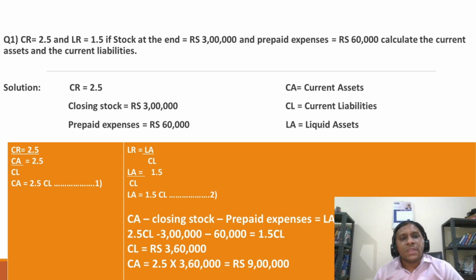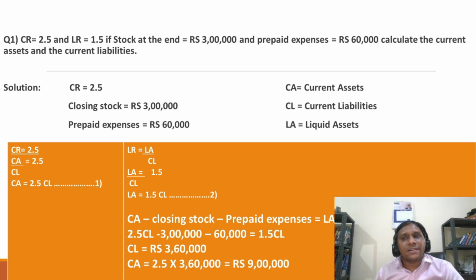So dear children, if this question is a 3 marker or 4 marker in the exam, how will you compute? Firstly, write all the information which is provided to you, and then put a question mark for what you need to calculate. See, current ratio is 2.5, closing stock is rupees 3 lakh, prepaid expenses is rupees 60,000.